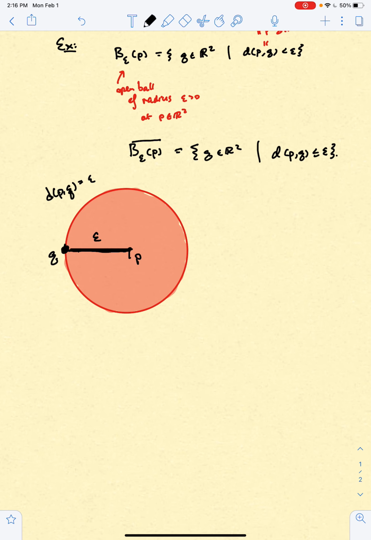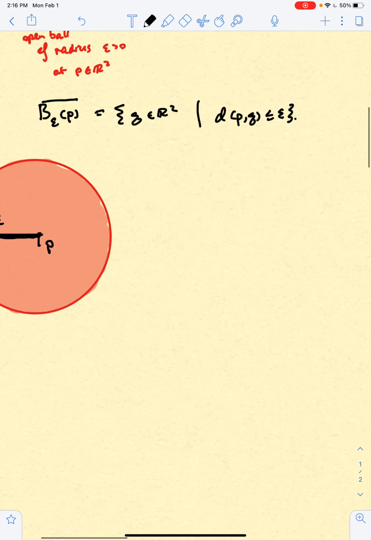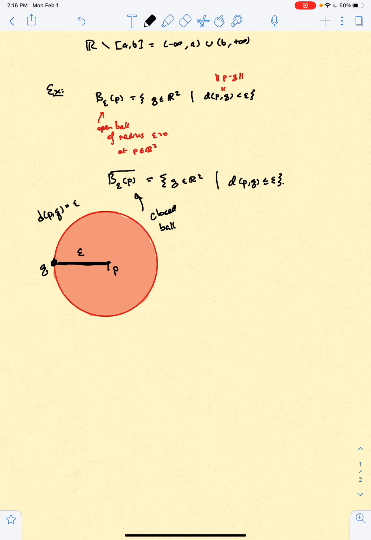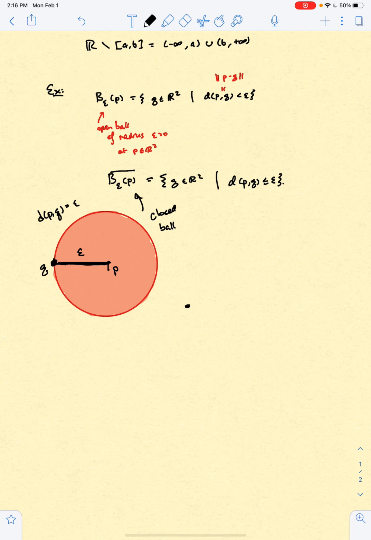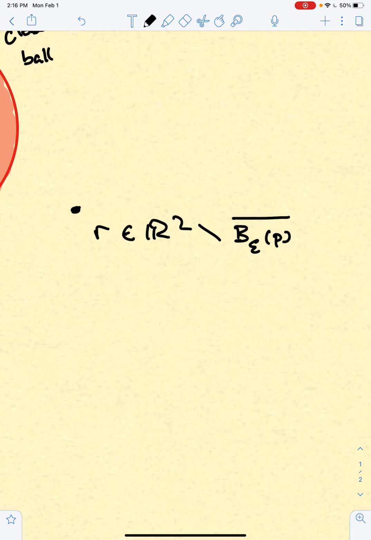So this is a closed set, the closed ball. To prove that, you have to prove that its complement is open. So you take some point R in R2 minus the closed ball. That means, in particular, if it's not in the closed ball, the distance from P to R is strictly greater than epsilon.